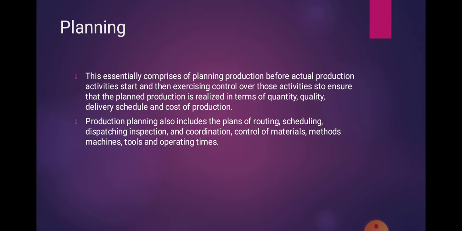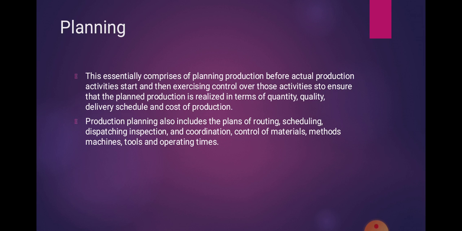So if we decide on one manufacturing system, then it is easier to plan according to that manufacturing system for a particular product. So this essentially comprises planning production before actual production activities start, and then exercising control over those activities, which ensures that the planned production is realized in terms of quantity, quality, delivery schedule, and cost of production.